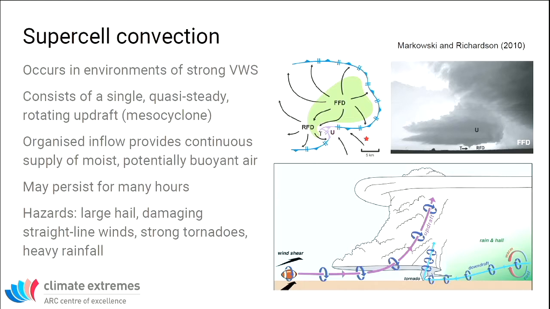They consist of just a single updraft, but unlike our ordinary single cell convection, they don't just die straight off. This is a single updraft that can persist sometimes for hours at a time. And it's because they have this really unique structure which allows them to have a continuous supply of inflow flowing into the storm without it being cut off by the downdraft.